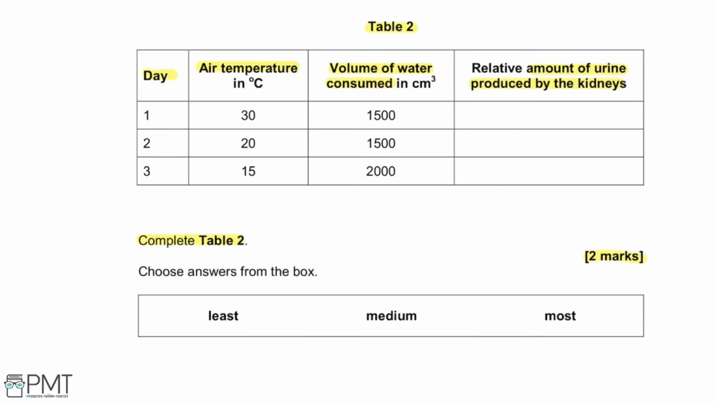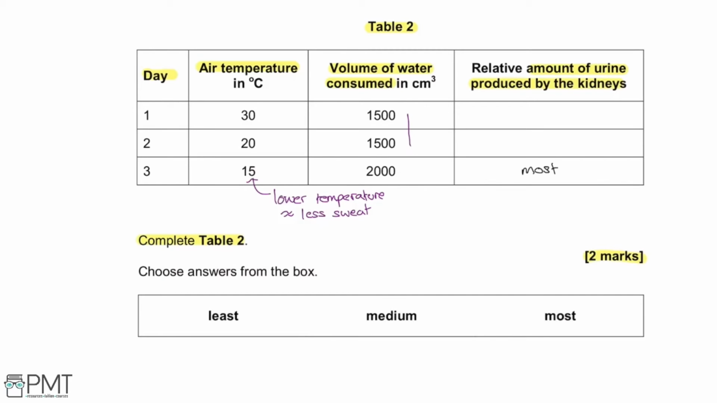You can start with day 3, as that's the one that has data that is entirely different from the other 2, as day 1 and day 2 have the same volume of water. Day 3 has more water at 2,000 centimetres cubed, and it also has a lower air temperature. When the air is cooler, the person is less likely to sweat, and given that they are also consuming more water on this day, we can conclude that the relative amount of urine will be the most.